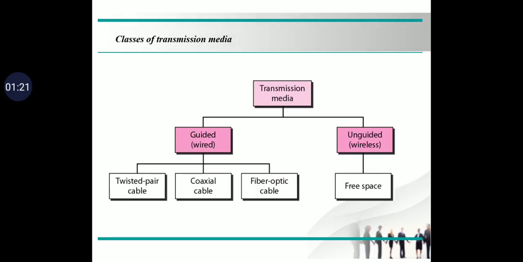We can classify transmission media into two types. One is guided, which is wired. The other is called unguided, which is the wireless medium. The guided medium is in turn classified into three types depending upon the cable type. The first is twisted pair cable, the second is coaxial cable, and then fiber optic cable. And for unguided, we have free space.